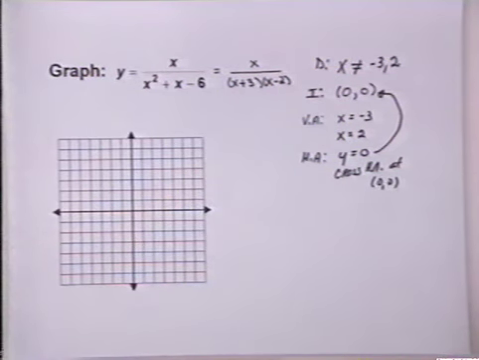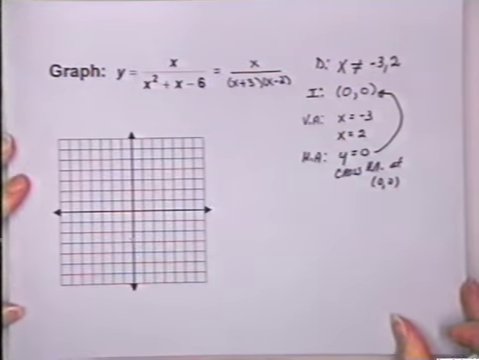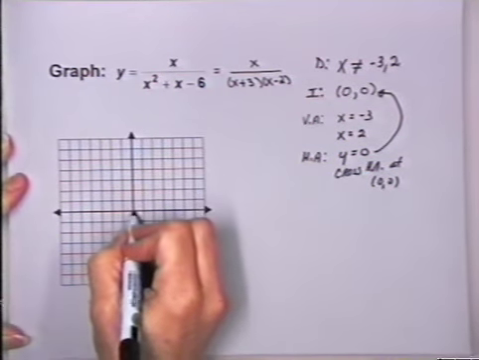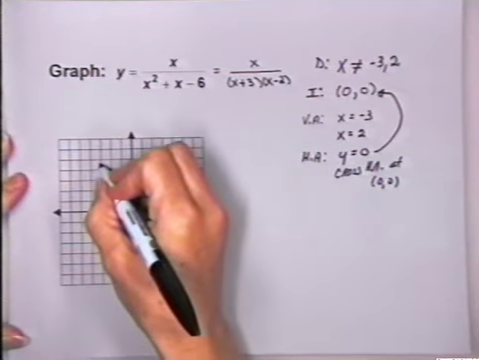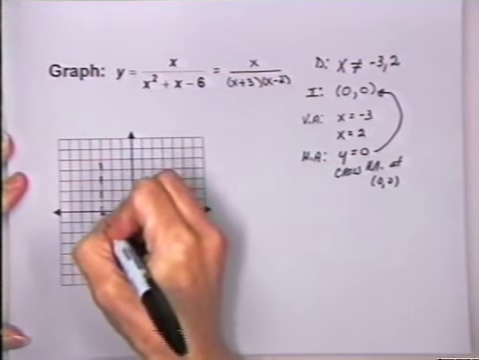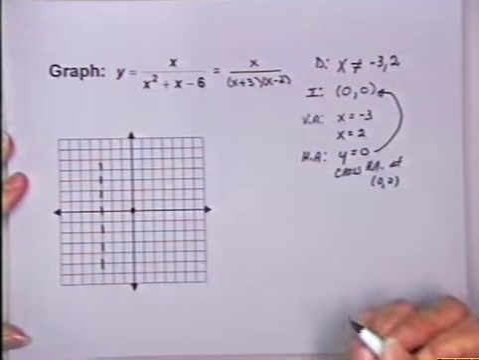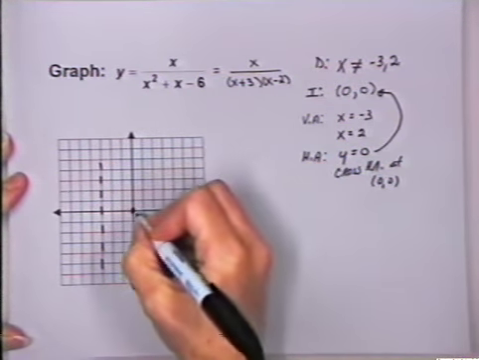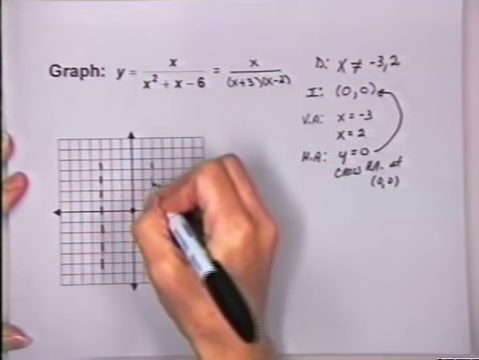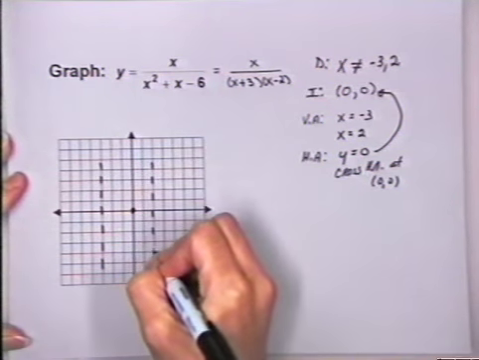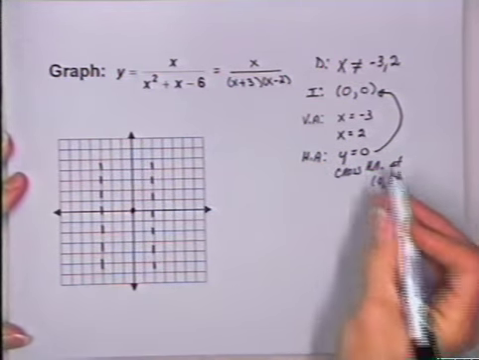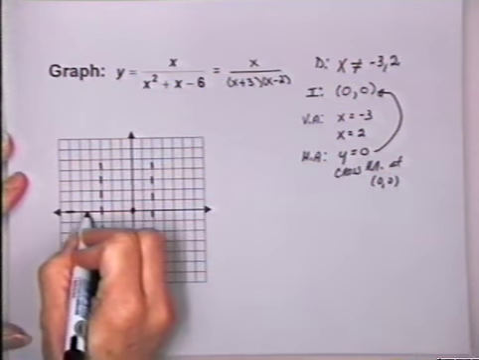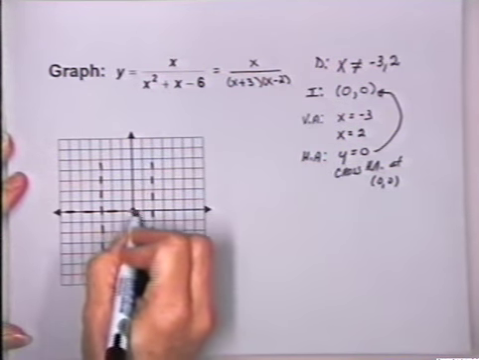Okay? Now, let's locate the information that we have so far. We have an intercept at (0, 0). We have a vertical asymptote at x equals -3. I know my graph will not cross that line. I also have a vertical asymptote at x equals +2. I know I will not cross that line. I have a horizontal asymptote at y equals 0. Remember, that's the same thing as the x-axis.